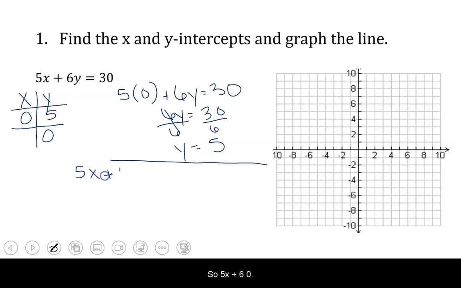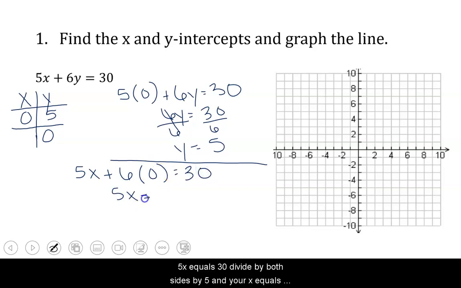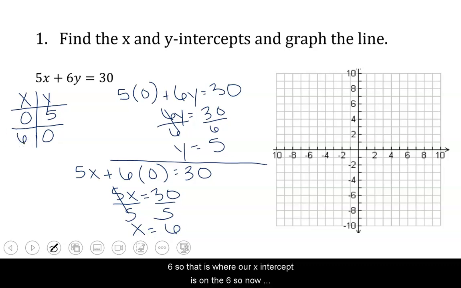So 5x plus 6(0) equals 30. 5x equals 30. Divide both sides by 5, and your x equals 6. So that is where our x-intercept is, on the 6. So now graph the 2 points. Our first point is (0, 5), so at the y, put your dot on the positive 5, and then graph the (6, 0). So that's our x-intercept. At the (6, 0), put your point and then connect your lines.